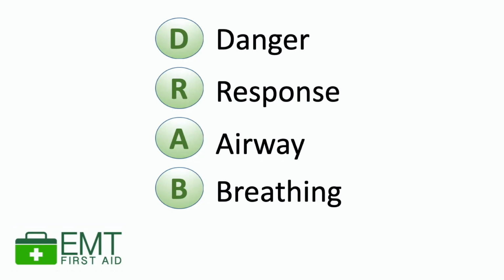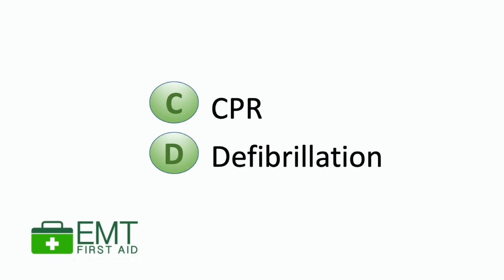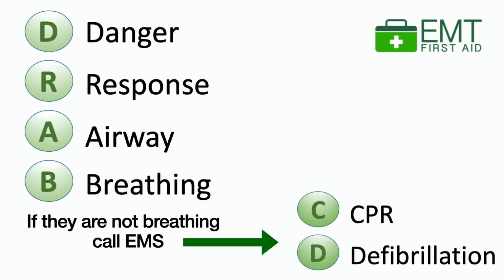Now, do you remember the primary survey, danger, response, airway, breathing? Well, we're going to be adding a C and a D onto the end of it. C for CPR and D for defibrillation. So D for danger, R for response, A for opening the airway, B for look, listen and feel for breathing for 10 seconds. And if they're not breathing, we need to call the ambulance, and then we need to do C for CPR and D for early defibrillation.